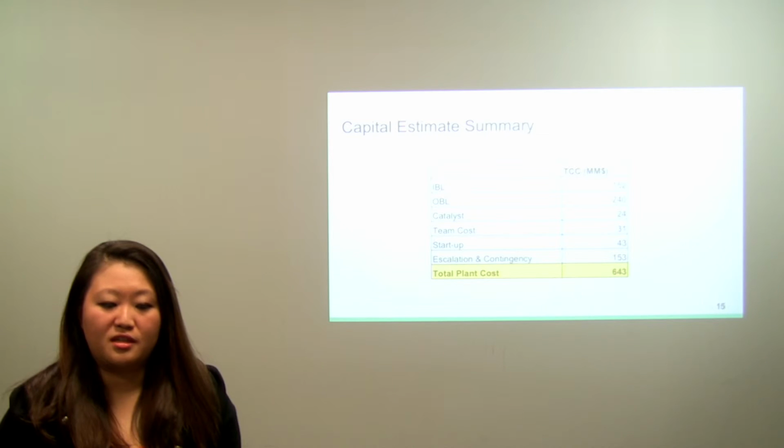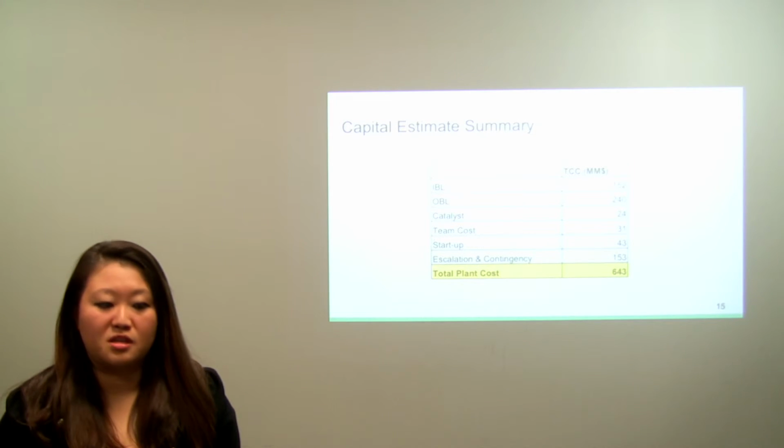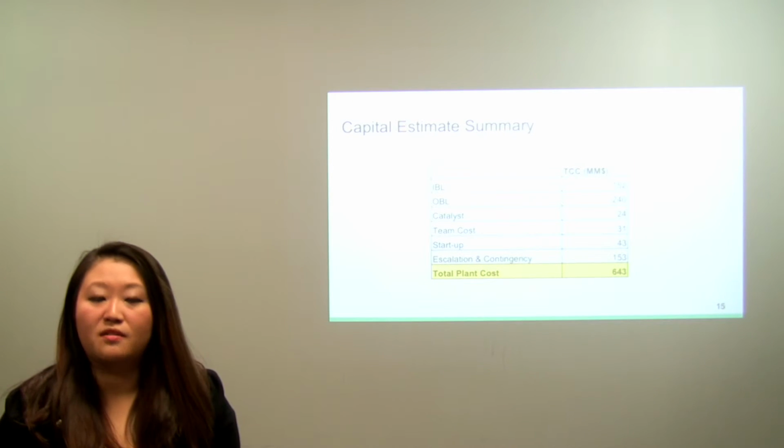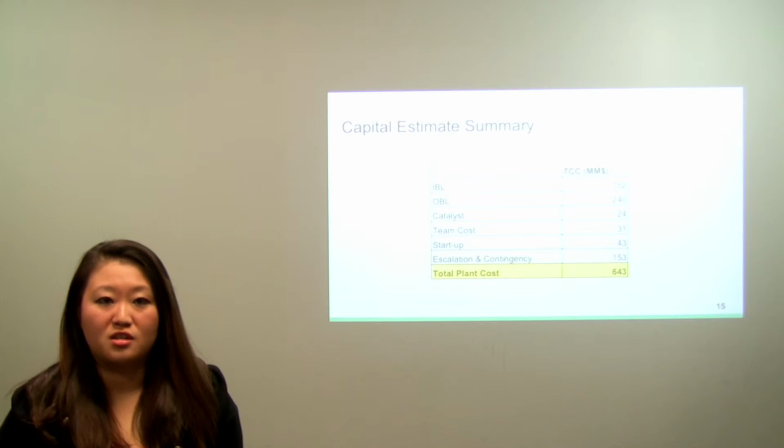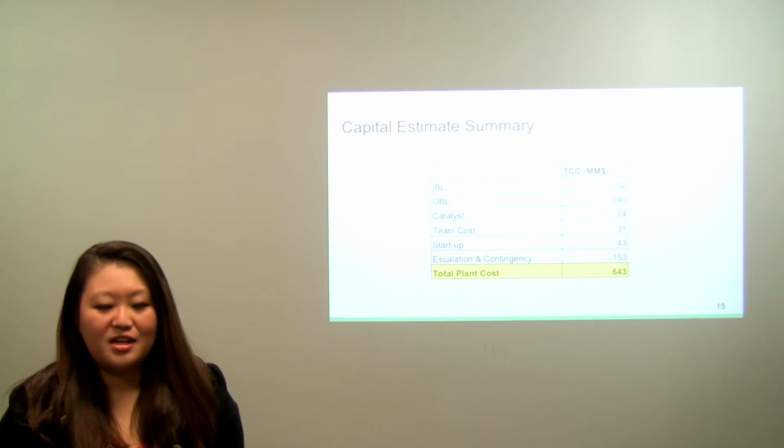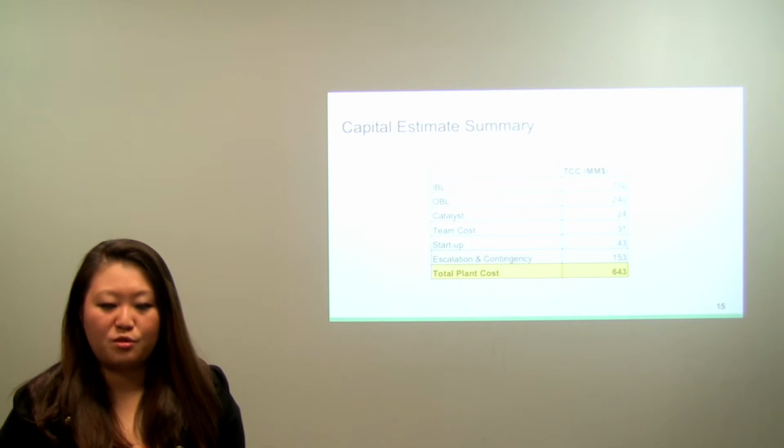The catalyst cost needed for the startup of the plant, the project team cost, and startup cost were included in the total plant cost. 9% escalation and 20% project contingency were assumed as well. As a result, the total plant cost was calculated to be $643 million.